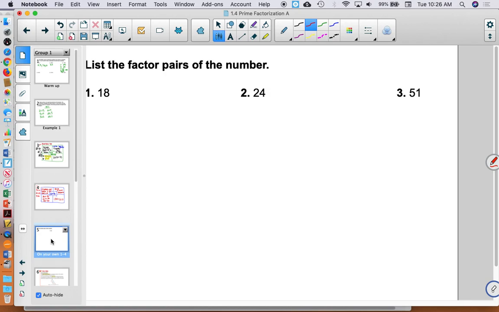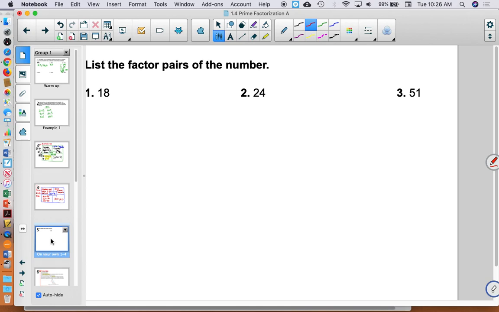Okay, we're gonna do one. Guess what? You're not gonna have an assignment today, but we're gonna move on. This says, list the factor pairs of the number. Okay? We got the number 18. Factor pairs. That's all we gotta do is list the factor pairs.